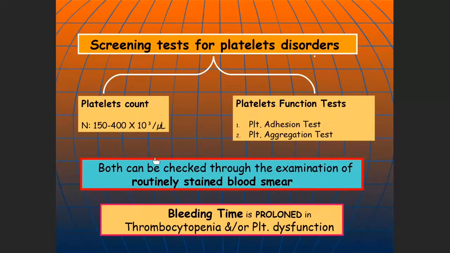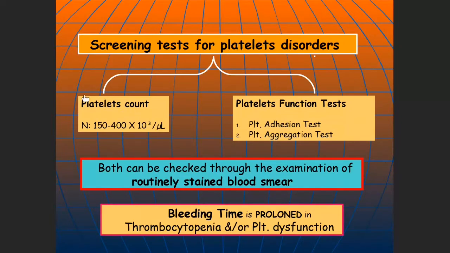An expert hematologist can assess platelet function by examining a stained blood smear. From a peripheral blood smear, if we are well trained, we can assess the platelet function. And we can also assess the platelet count. But the platelet function is now assessed by a device known as aggregometer using different reagents.